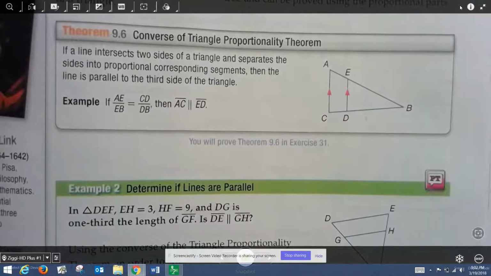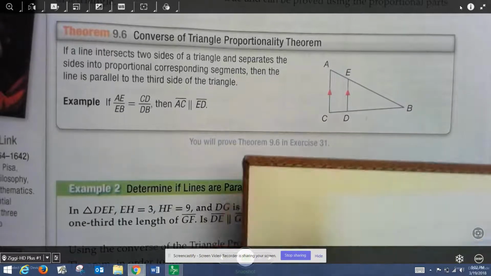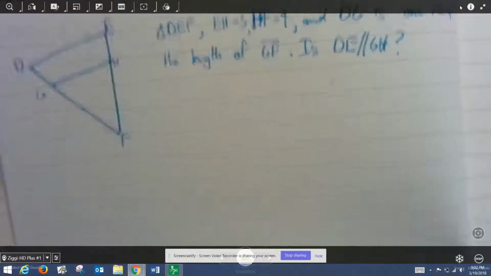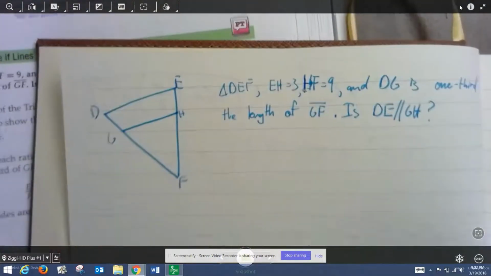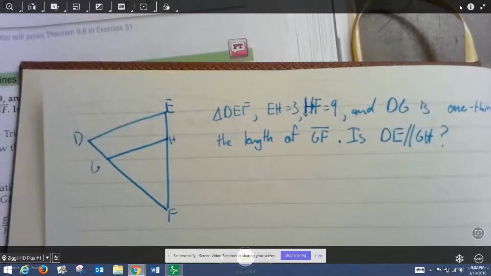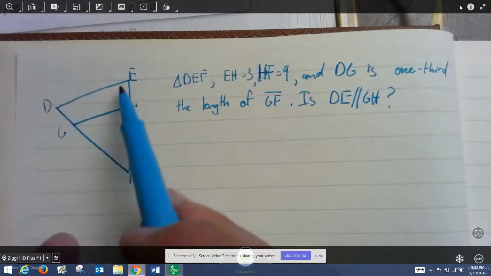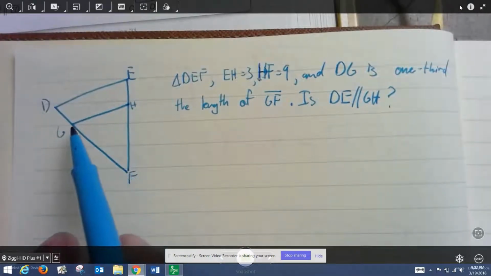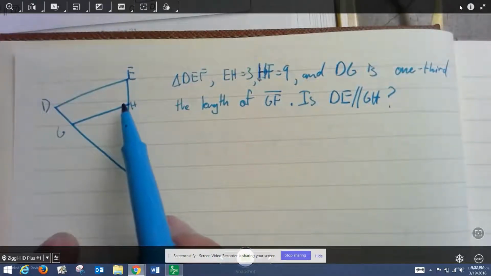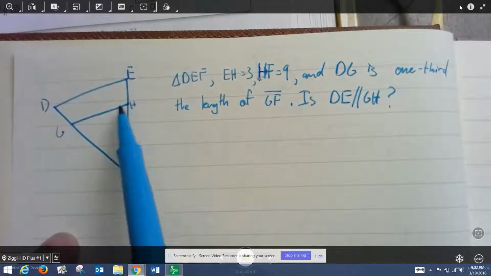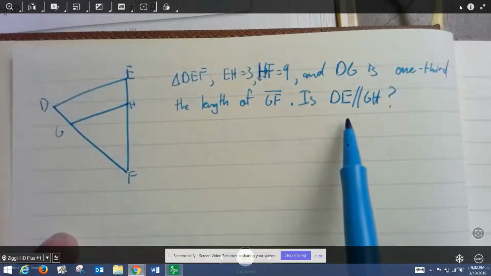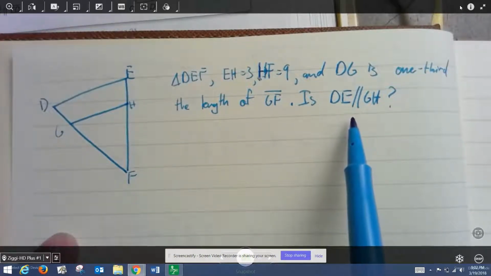Okay, so let's go ahead and work on a problem that might exemplify that. Let's take a look at this here. This one seems easy, but it can be very, very tricky. So go ahead and draw this on your paper. You have this triangle DEF, that's the larger triangle, and you have this line segment GH, and we don't know yet if GH is actually parallel to DE. That's the final question here. Is DE parallel to GH?